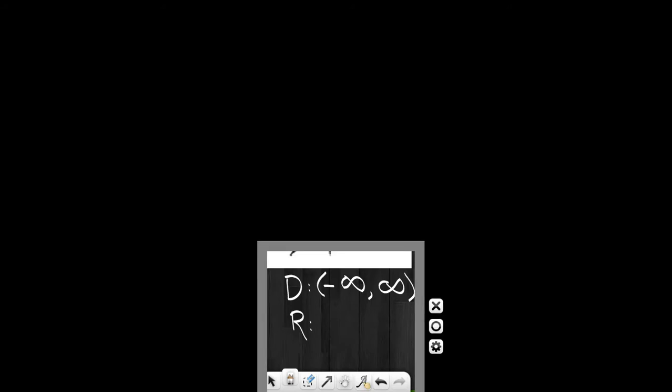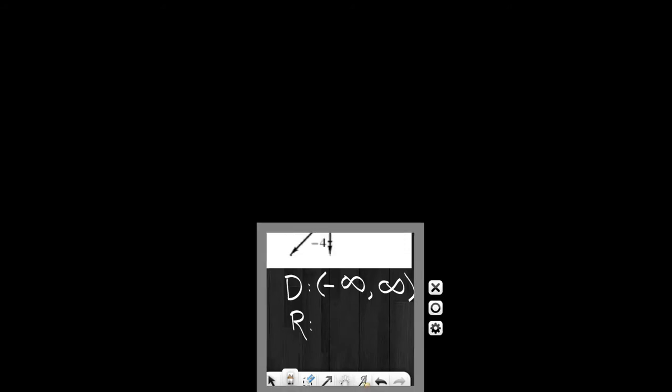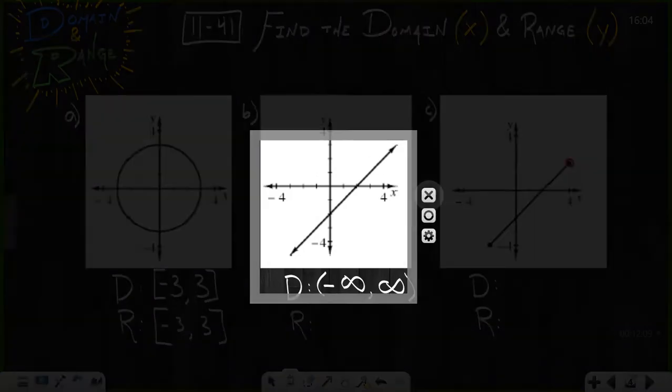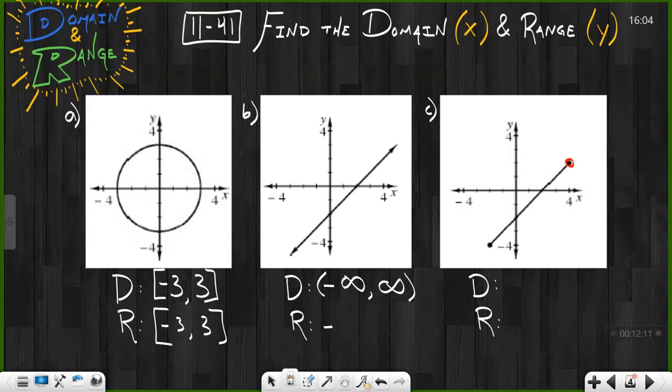The very first thing I hit on my graph is an arrow, so it's going to go down forever. And continuing on, the last thing that I hit is an arrow. And so it's going to be the exact same thing of going from -infinity all the way up to +infinity, essentially all real numbers.